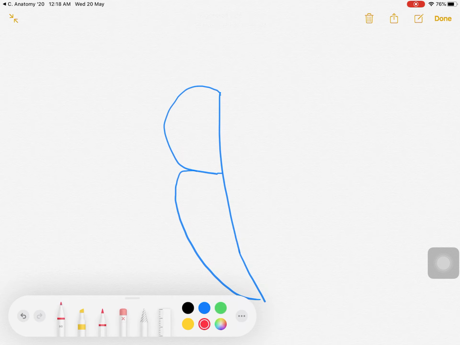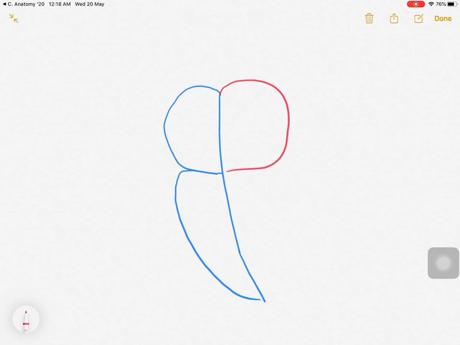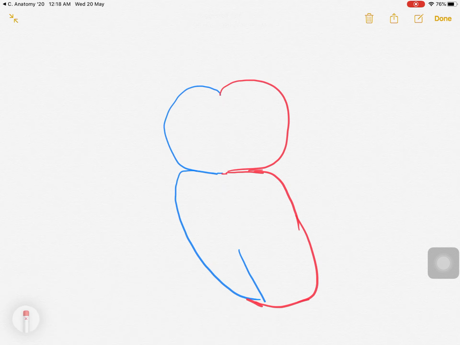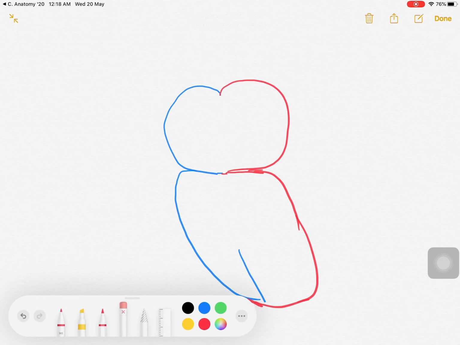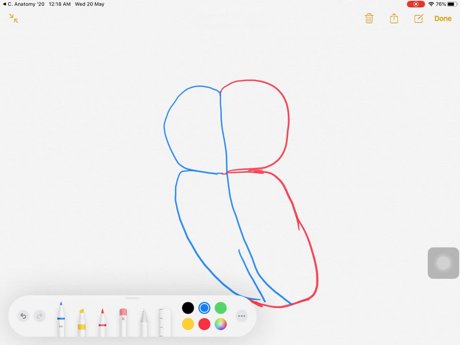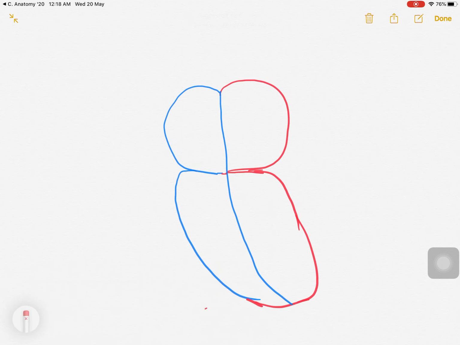and this is the left heart. Okay, now I want to erase this line. Okay, this is the right heart and this is the left heart. Why have I drawn the right heart in blue color and the left heart in red color?